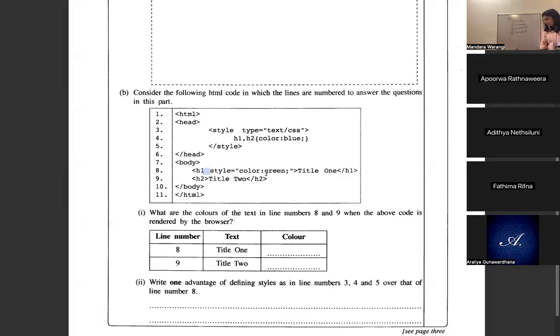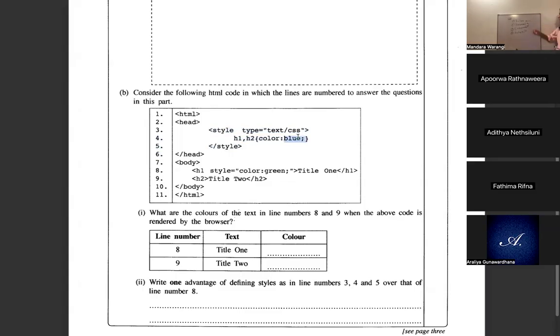In the question they have given you in the paper, you see an inline CSS in line 8. So what activates? Is it the internal CSS? No, there's inline CSS, so this activates. Normally internal and external, they test either one of those. So the first is inline CSS; that is the most frequent thing they test. And in line 9, there is no inline or internal CSS, so you apply the external CSS. That means line 8 gets the green color and line 9 gets the blue color. Okay?